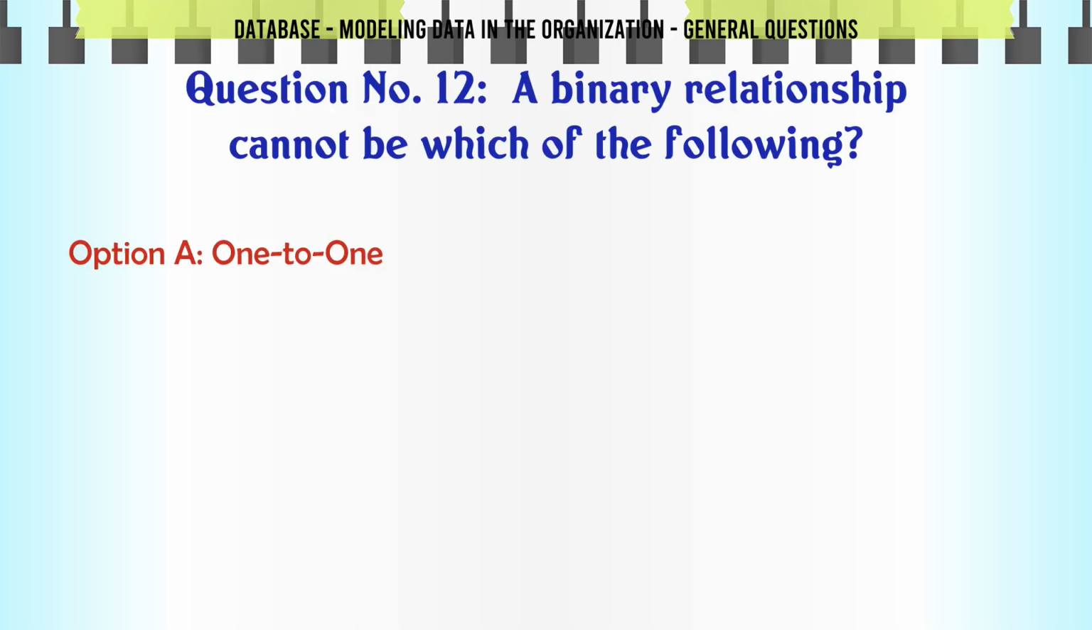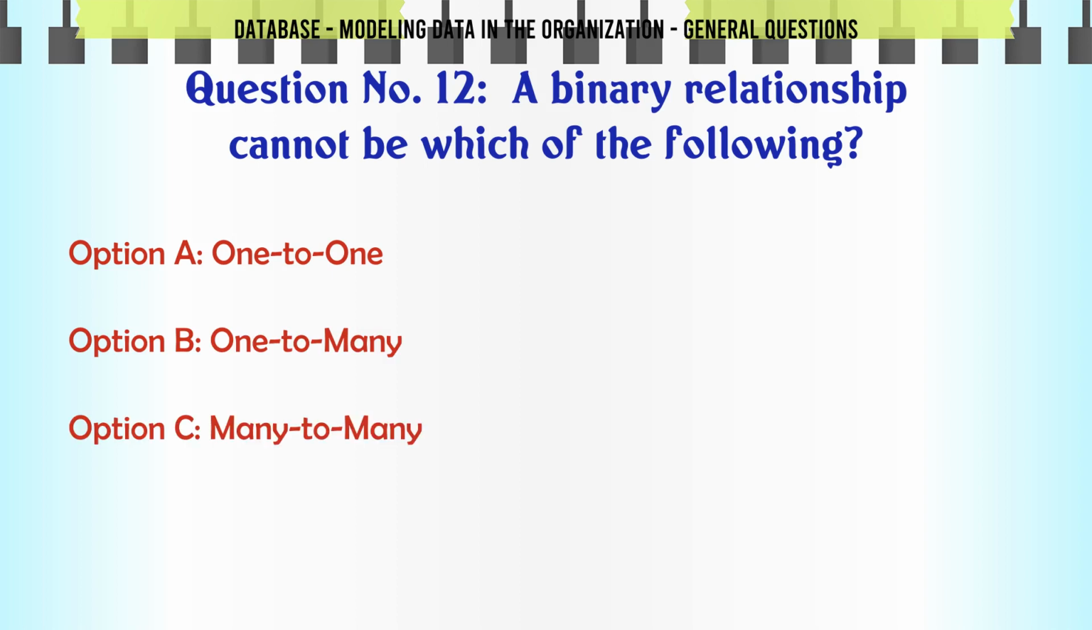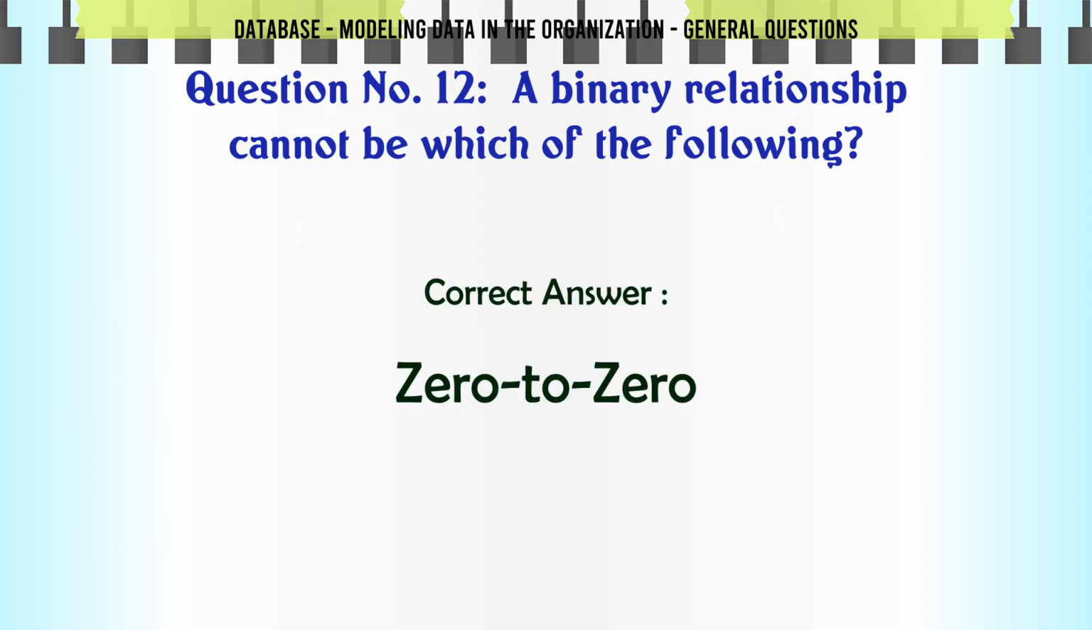A binary relationship cannot be which of the following? A. One to one. B. One to many. C. Many to many. D. 0 to 0. The correct answer is 0 to 0.